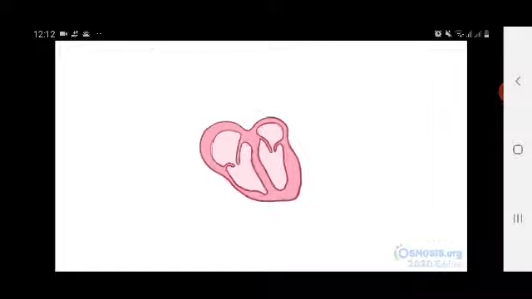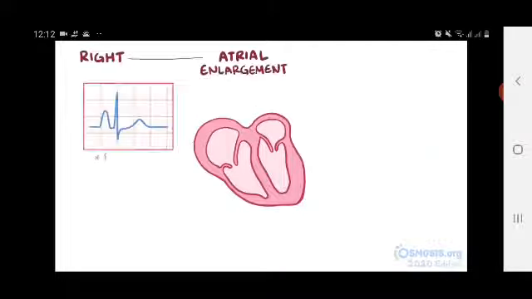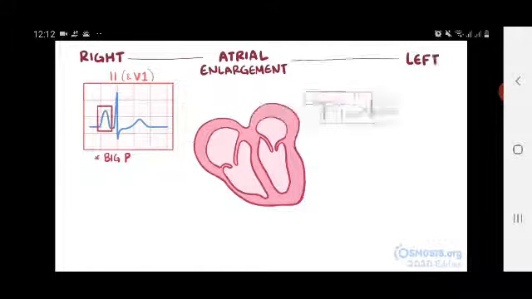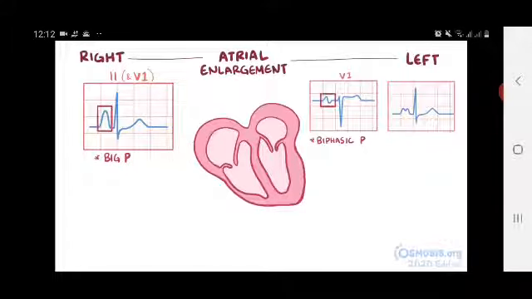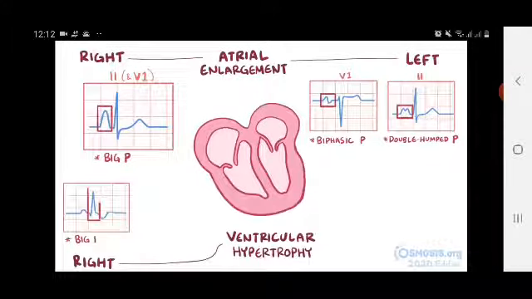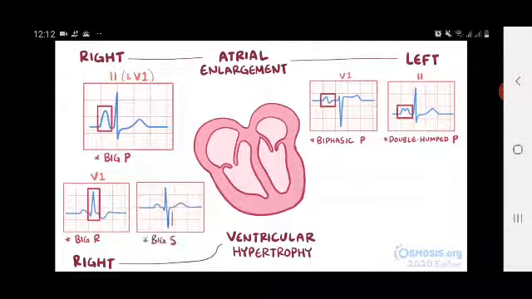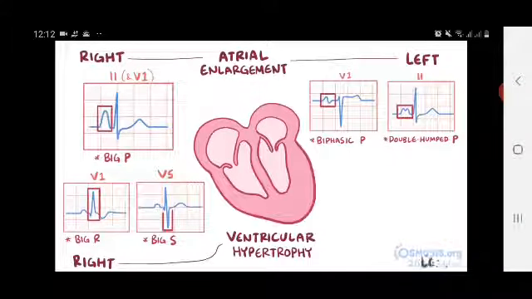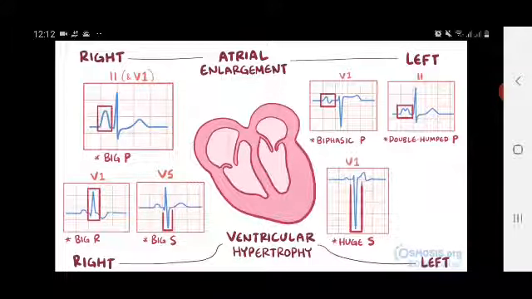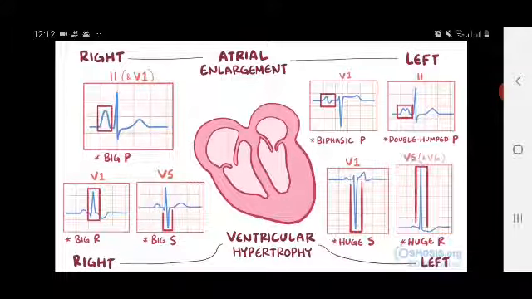Alright, as a quick recap. Right atrial enlargement shows a big P wave in lead 2 in V1, whereas left atrial enlargement has a biphasic P wave in lead V1 and a double humped P wave in lead 2. Right ventricular hypertrophy shows a big R wave in V1 and a big S wave in V5 and V6, whereas left ventricular hypertrophy shows the opposite, a huge S wave in V1 and a huge R wave in V5 and V6, adding up to over 35 millimeters.